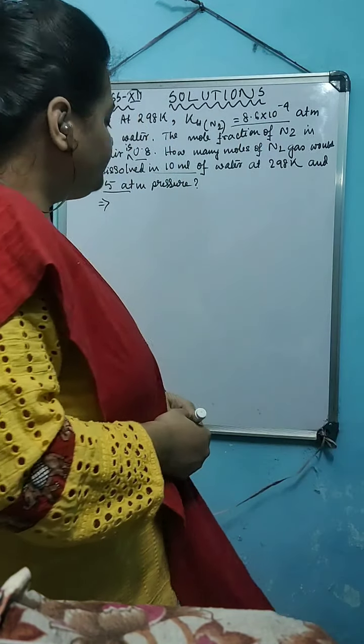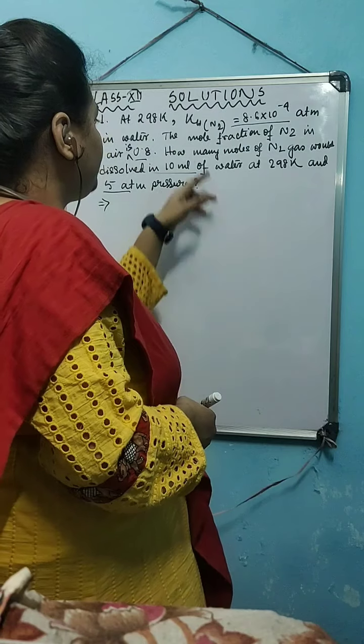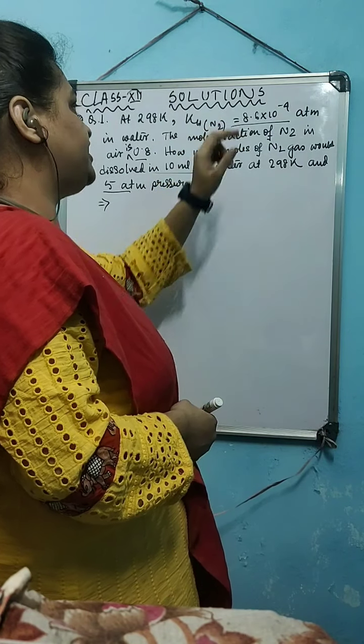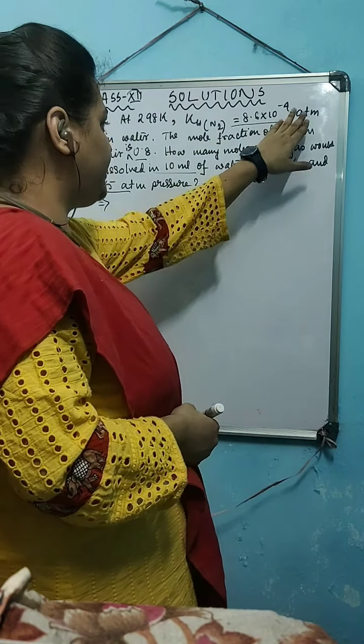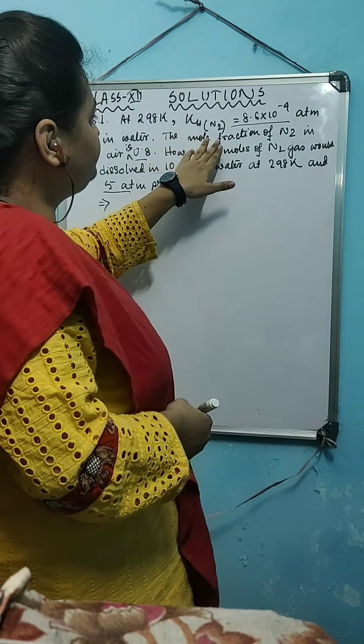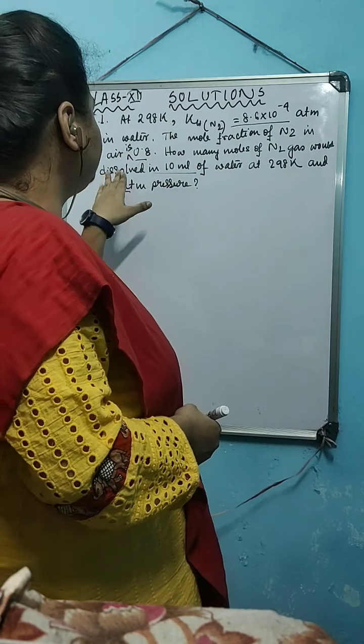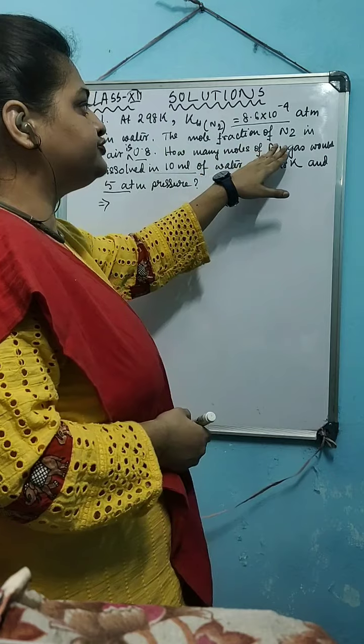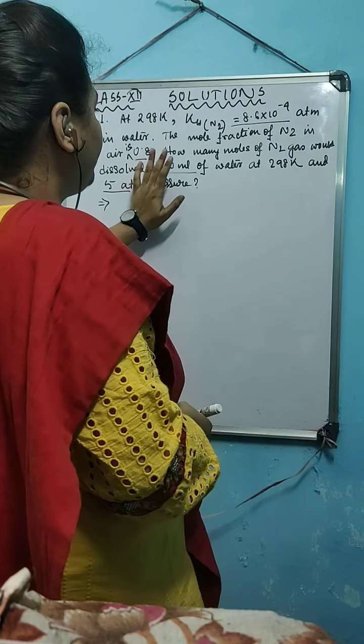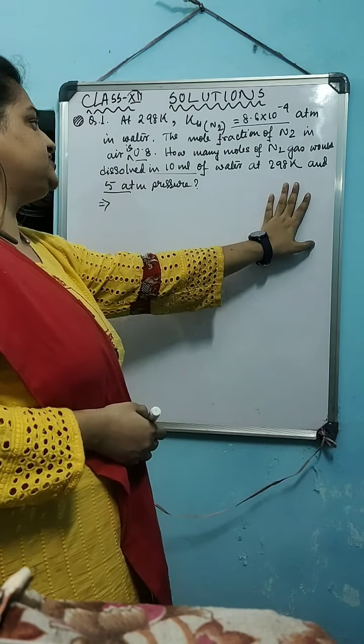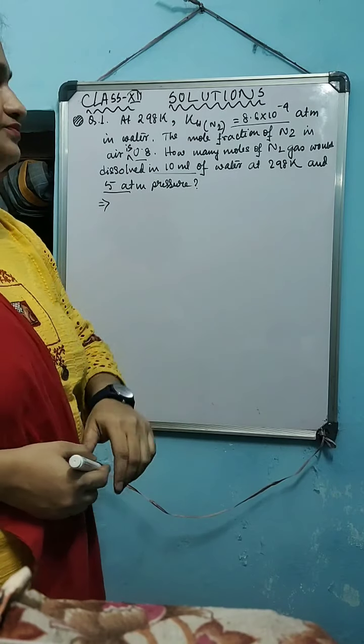Now let's try to do some mathematical problems. This problem says at 298 Kelvin, kH for nitrogen N2 is 8.6 x 10⁻⁴ atm in water. The mole fraction of nitrogen in air is 0.8. How many moles of nitrogen gas would dissolve in 10 ml of water at 298 Kelvin and 5 atm pressure?